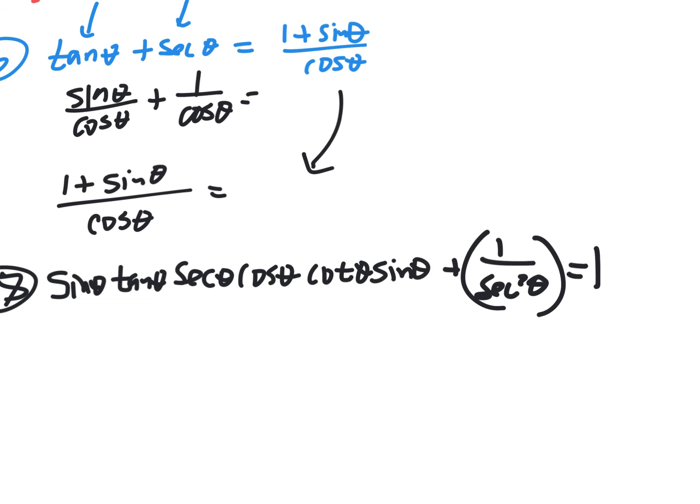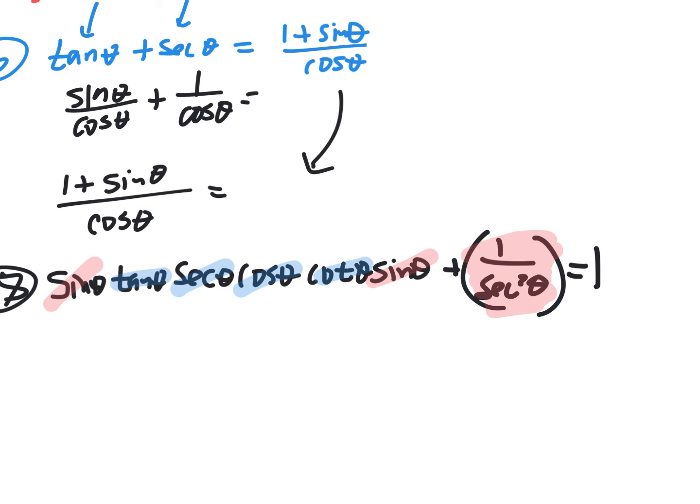Okay, I bet you noticed that tangent and cotangent would cancel each other out, because tangent is like 1 over cotangent, and so they'll just cancel. And secant and cosine will just cancel each other out. And then sine times the sine makes sine squared, and what's that one? 1 over secant squared? That's cosine squared. Sine squared plus cosine squared equals 1.